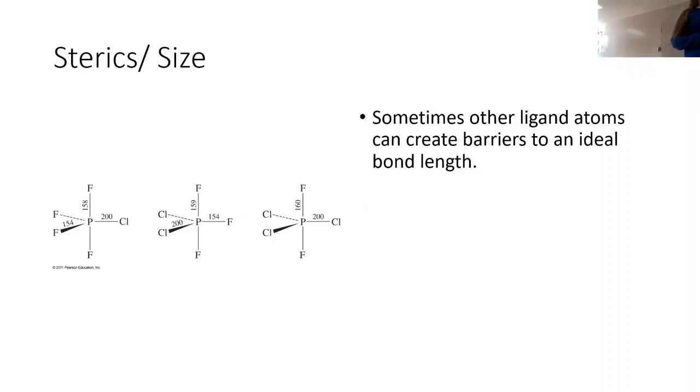So the point of this is that sometimes other ligand atoms can create barriers to an ideal bond length. The fluorine probably wants to be a little closer to the phosphorus than the 158, since we can see that it can be 154, but the presence of the chlorine is pushing it a little farther away. And that's just because chlorine is bigger.